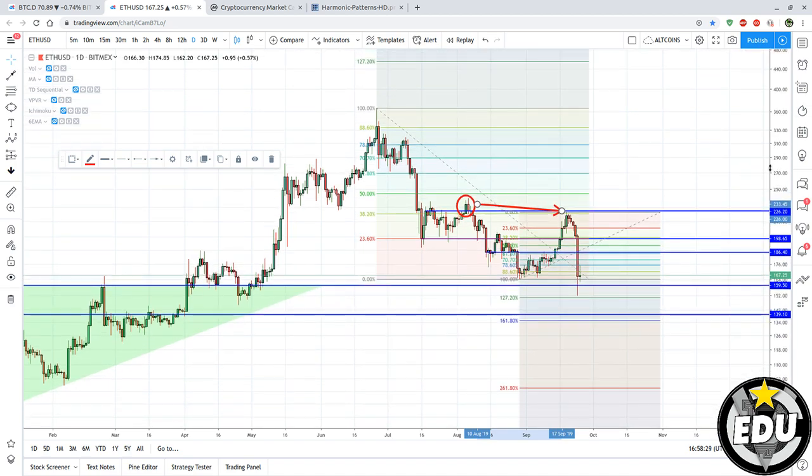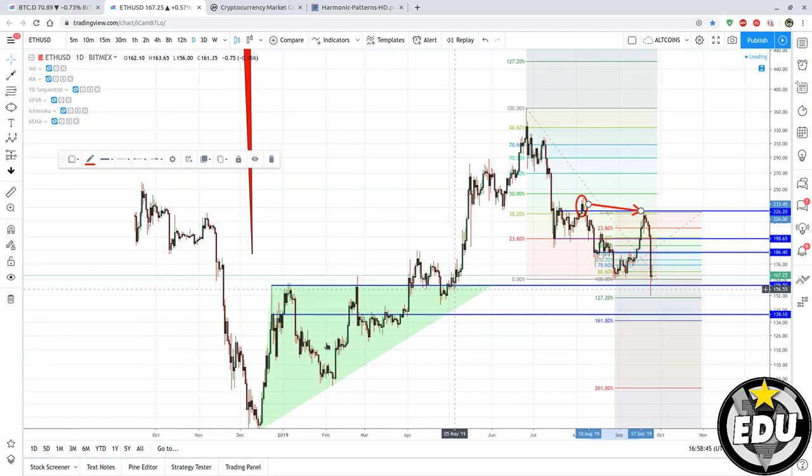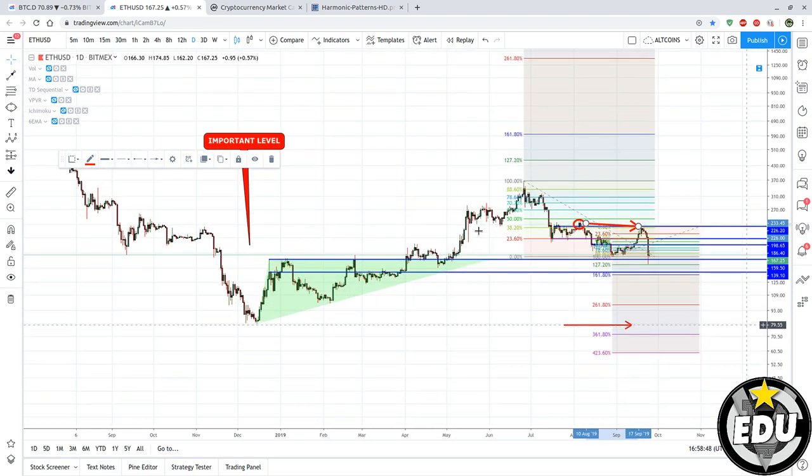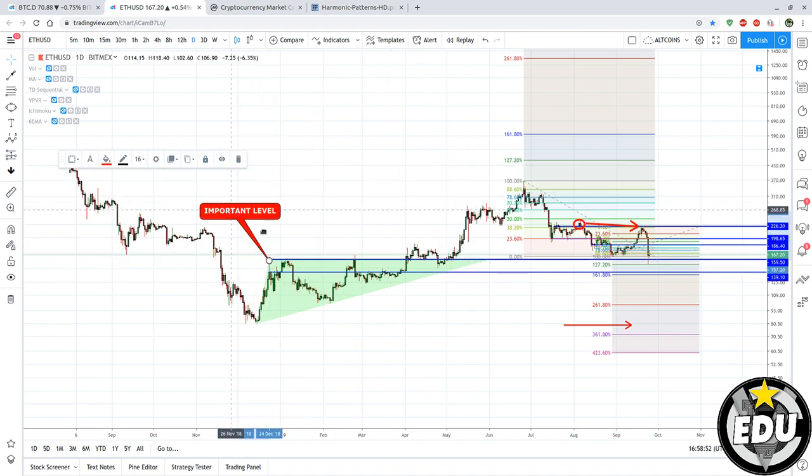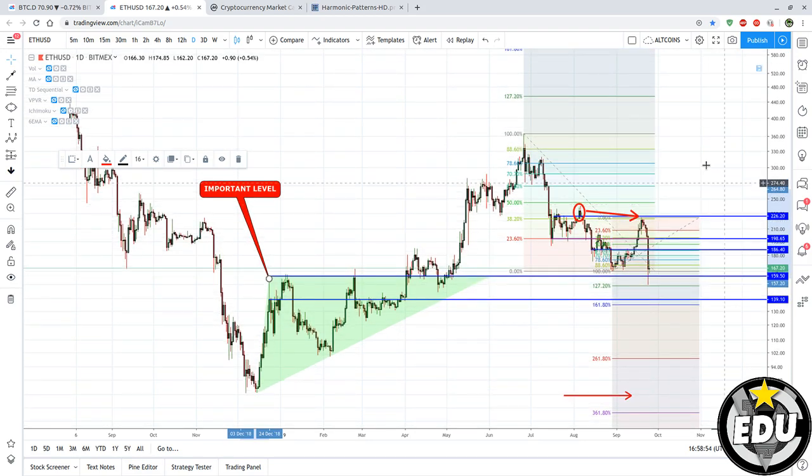Anyways, you guys know about Ethereum USD. I don't have to talk about it too much. If you guys watch the Fibonacci tutorial, yeah, you know a lot about it. Reach under 27%, still on a very important level. Let's see, I wrote it here, important level.